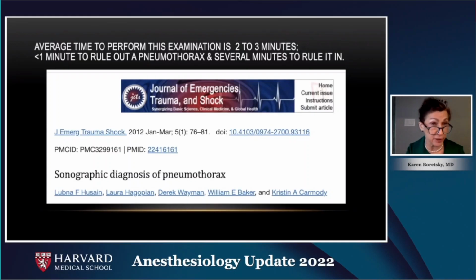And in the event that we need to rule in or rule out a pneumothorax, this is well documented, mostly in the emergency medicine literature and the critical care literature, the use of sonography to diagnose pneumothorax. The average time to perform a quick lung exam is less than a minute to rule out a pneumothorax, and just several minutes to rule one in.